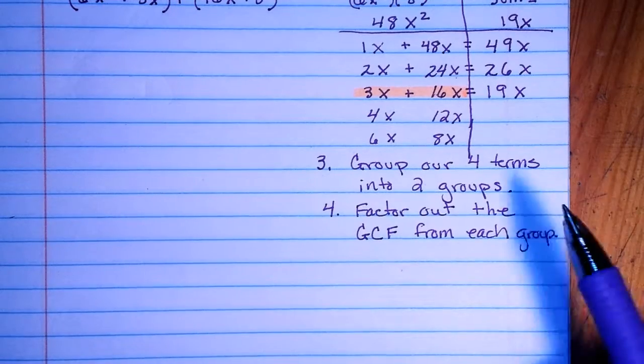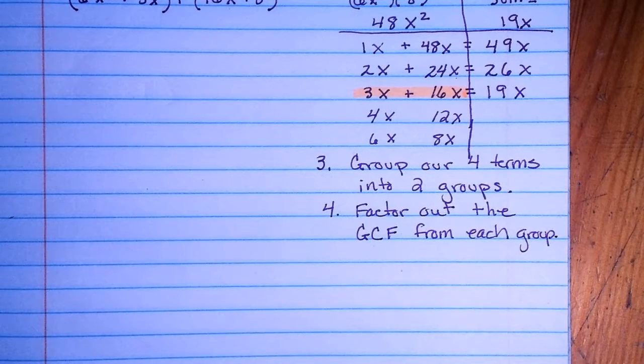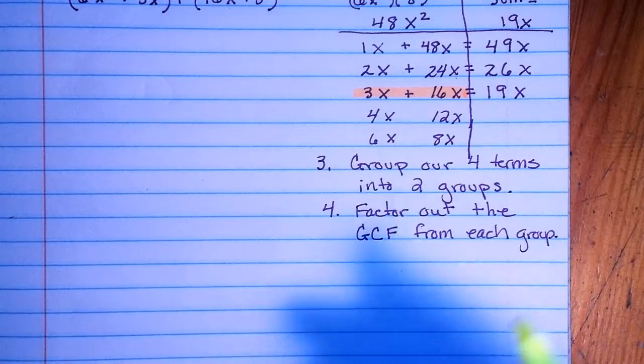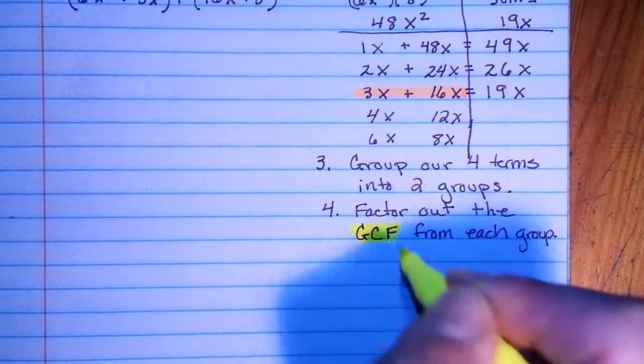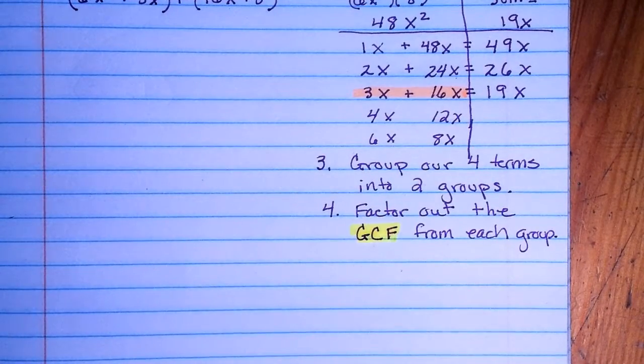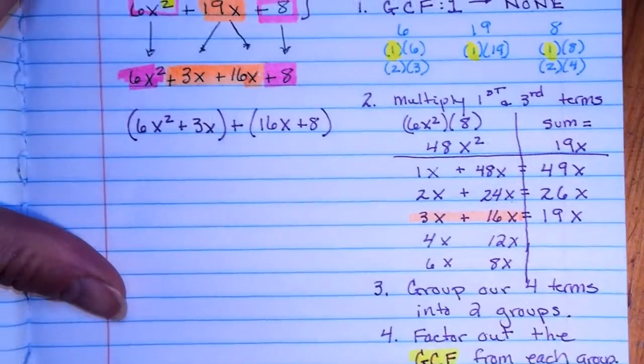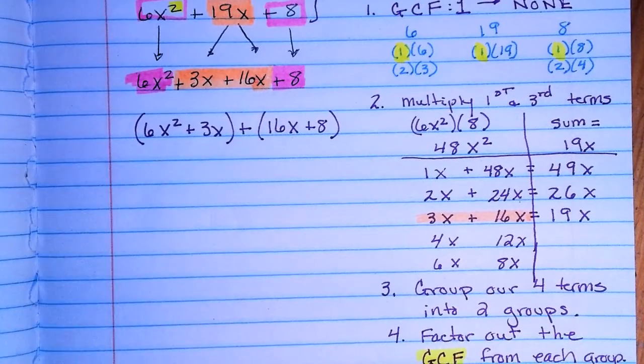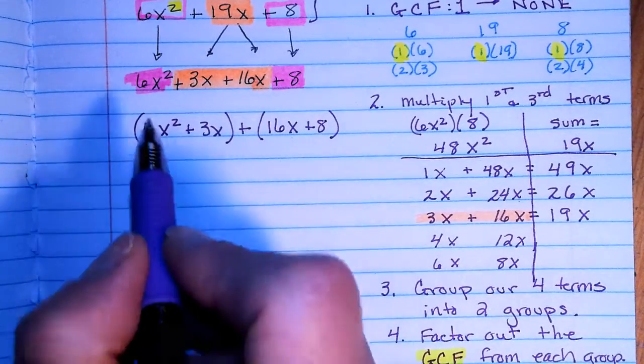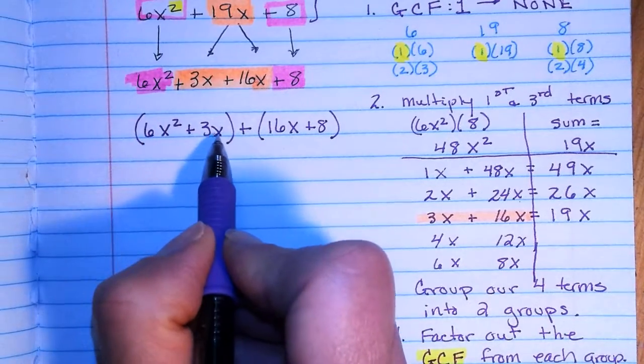Okay, so this one here, this is important. This greatest common factor in the fourth step is very important. So I'm going to look at each group. I'm going to look at my first group. I have 6x squared and 3x.